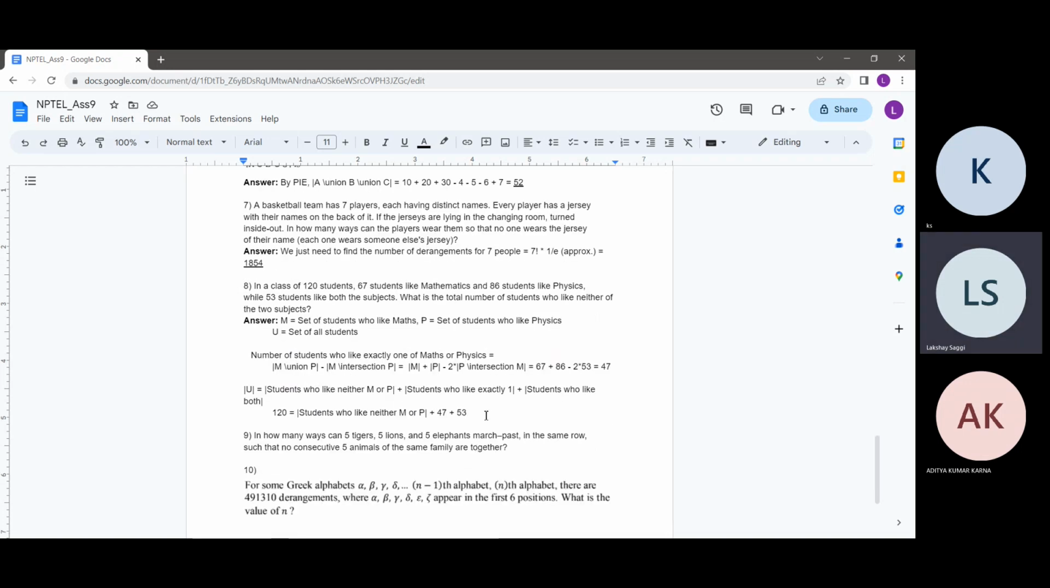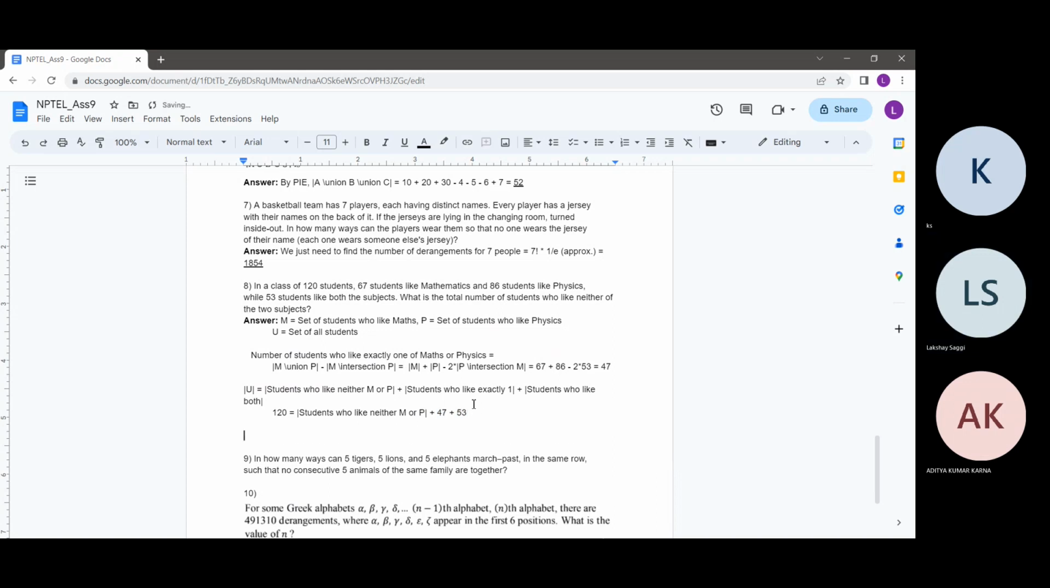So this is the equation which I get. And this 47 plus 53 will give me 100. So 120 minus 100 will give me 20 only. From this I get 20. This is my final answer.